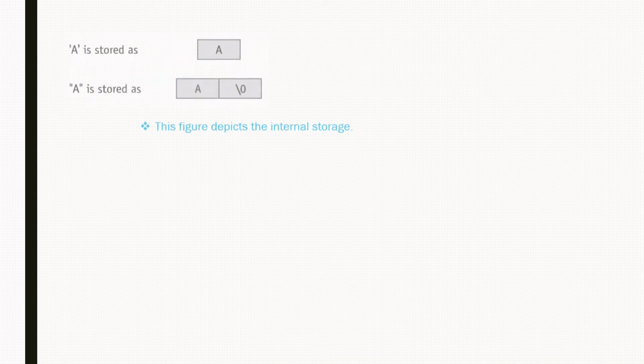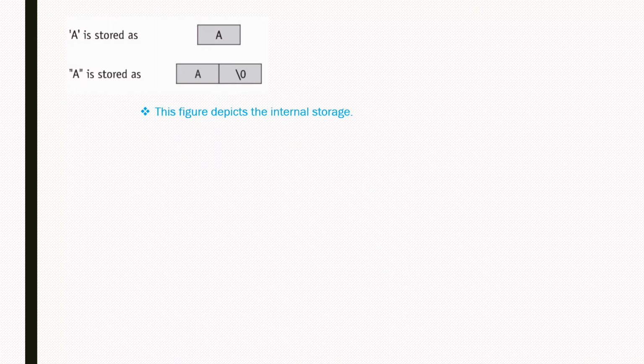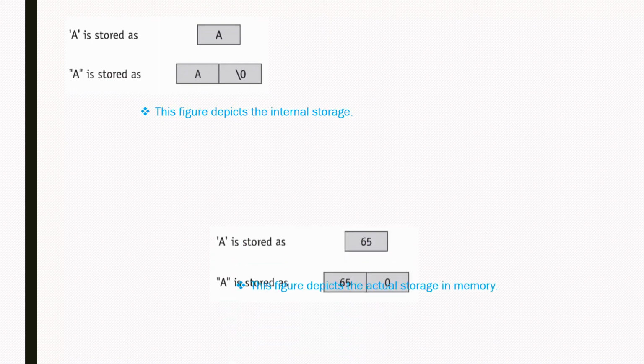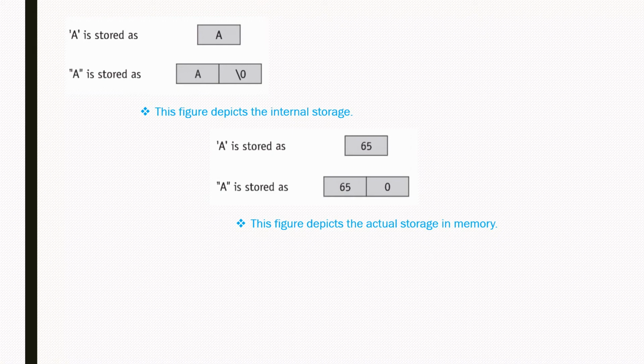Now, let's compare the way a string and a character are stored. Suppose that you have the character literal 'A' and the string literal "A" in a program. The following figure shows their internal storage. As you see, the character literal 'A' is a 1-byte element and the string literal "A" is a 2-byte element. Since characters are really stored as ASCII codes, the following figure shows what is actually stored inside the memory.